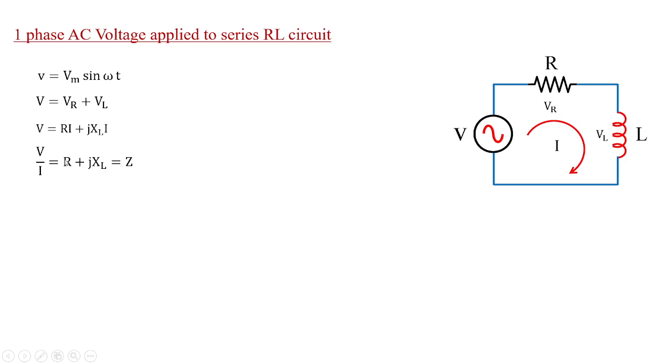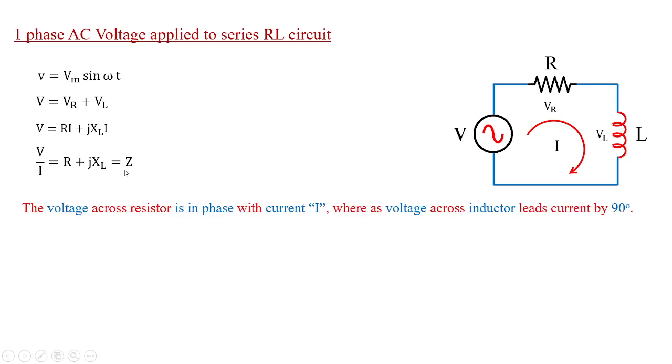The common thing is that I is the common current flowing through this RL series circuit. So I'll take I common and divide by the voltage, then I get the value of impedance, where Z is equal to R plus jXL. This is the value of impedance in rectangular form. The voltage across the resistor is in phase with the current, whereas the voltage across the inductor leads the current by 90 degrees, as we learned in our last class. Now the total impedance in polar notation is the magnitude of impedance and the angle between voltage and current, given by phi.